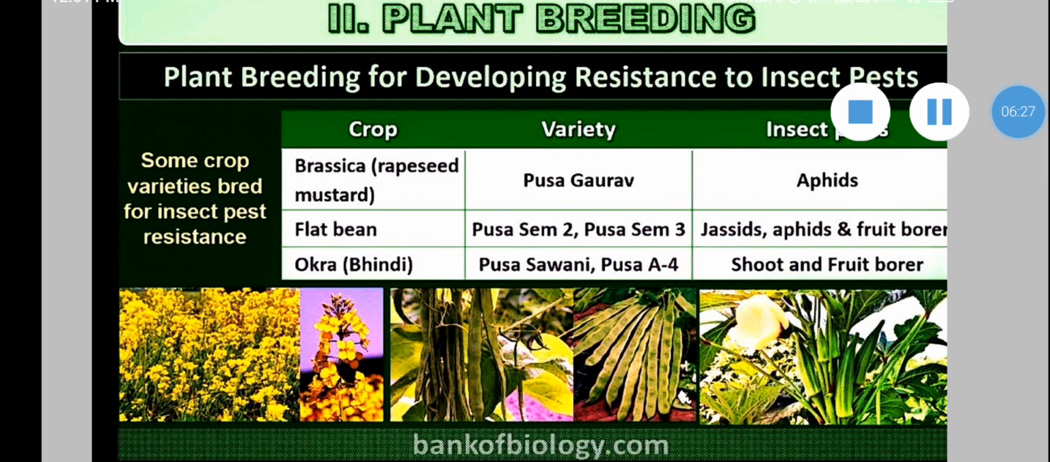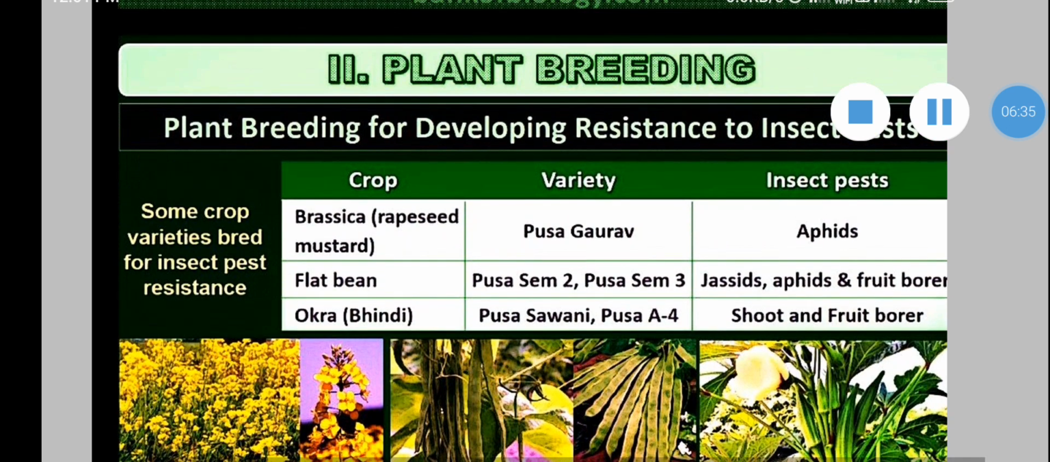So here are some varieties you can see. Brassica, that is mustard plant. Pusa Gaurav, that is a hybrid variety, and the insect pest is aphids. Then flat bean, Pusa Sem 2, Pusa Sem 3, these are hybrid varieties. Then the insect pests are jassids, aphids and fruit borers. Then the next is bhindi, that is okra. The hybrid varieties are Pusa Sawani, Pusa A4. The insect pest is shoot and fruit borer.